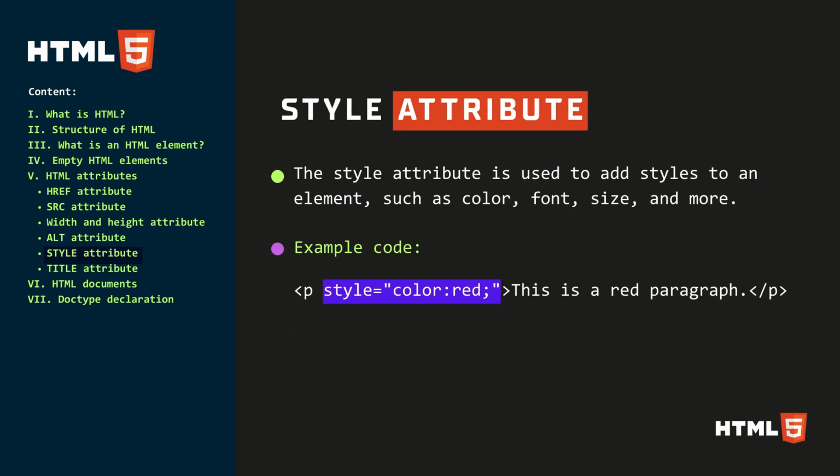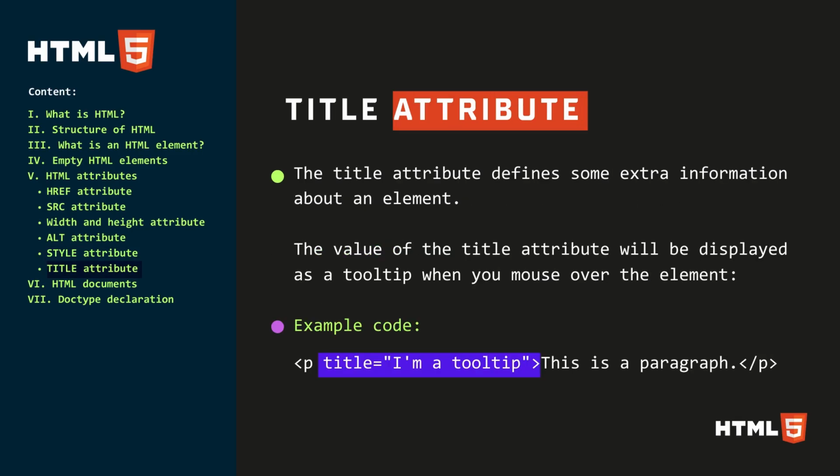The style attribute. The style attribute is used to add styles to an element, such as color, font, size, and more. Example code. The title attribute. The title attribute defines some extra information about an element. The value of the title attribute will be displayed as a tooltip when you mouse over the element.